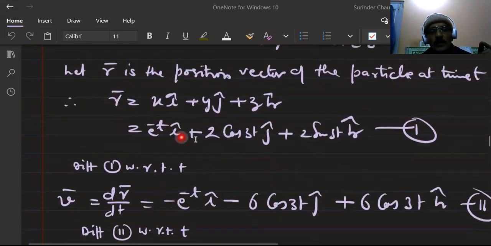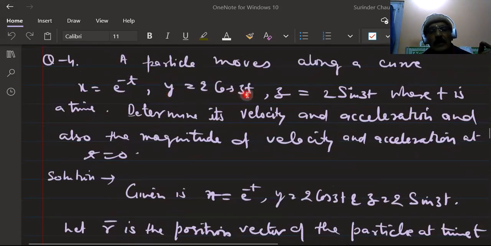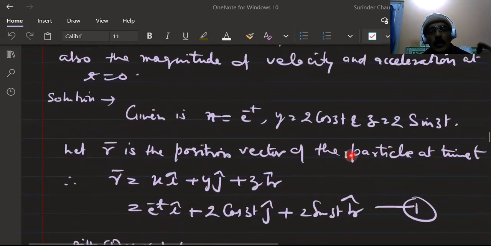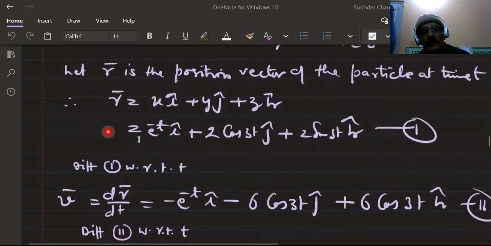Every time the components are given, we have to convert them into a position vector while solving problems in vector calculus. Now differentiate first, this will give the velocity. For a moving body, the rate of change of displacement is equal to velocity. So this is velocity.